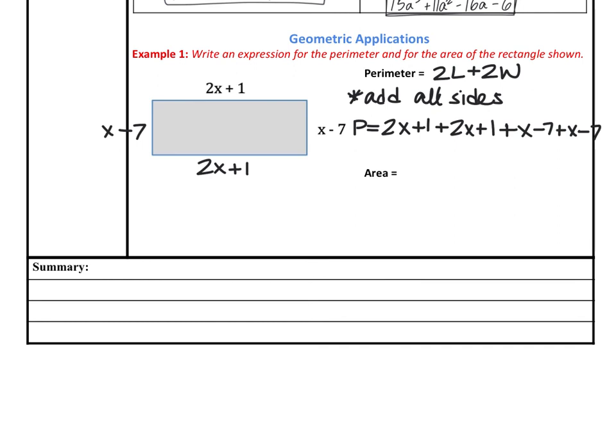Okay, you can't leave it like this because that would be lame. What should I do with all those terms? Do I have some like terms? Yeah. Combine them. Your terms that all have an x can be combined. And then your constants can also be combined.